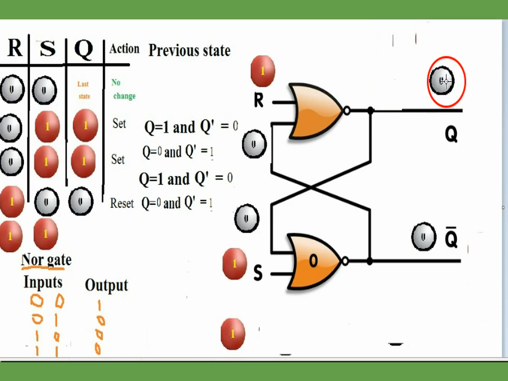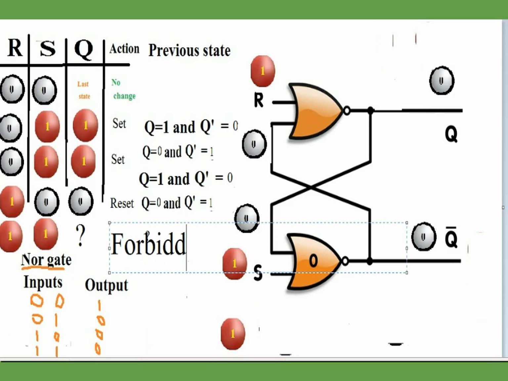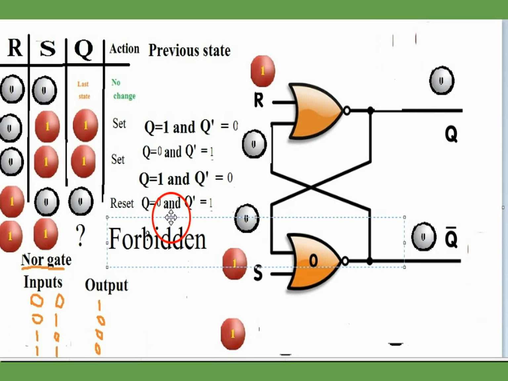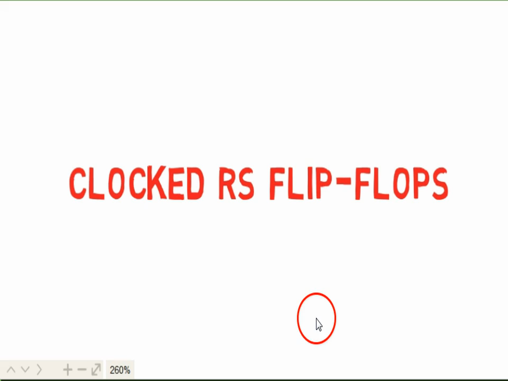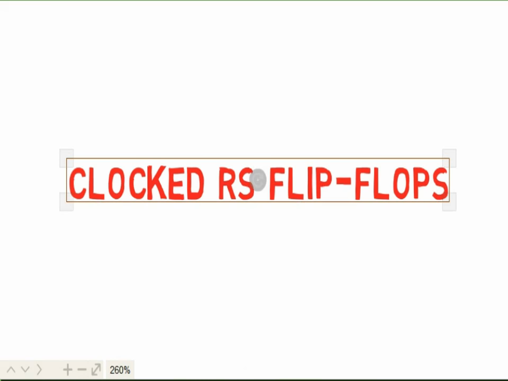This is not possible. It is forbidden because R is 1 and S is 1, which forces the output of both NOR gates to the low state. Okay, this is not valid. So that's why we call it forbidden, because Q and Q complement both become 0. It should never happen. Okay, thank you.